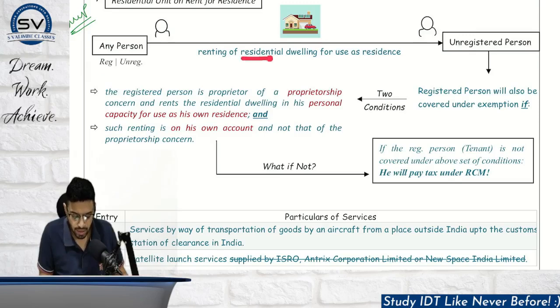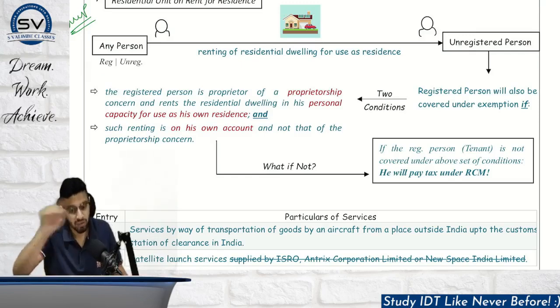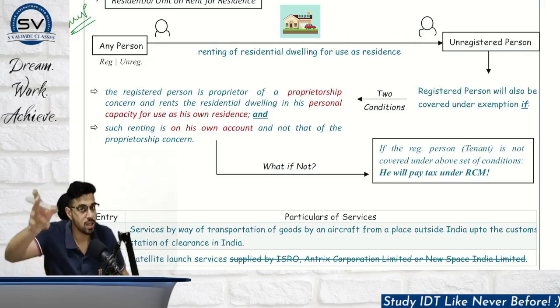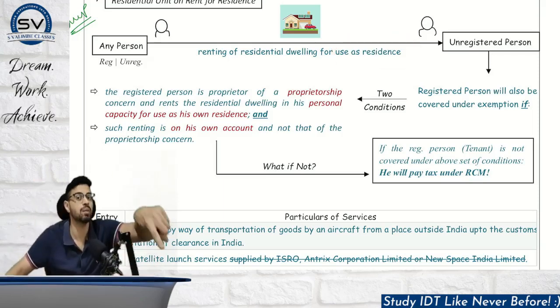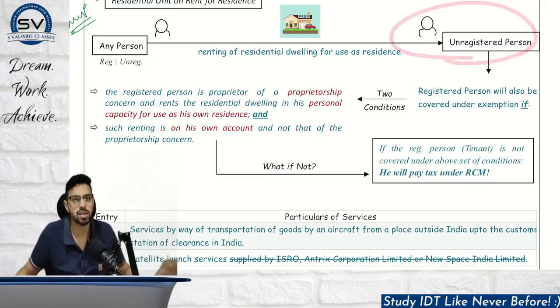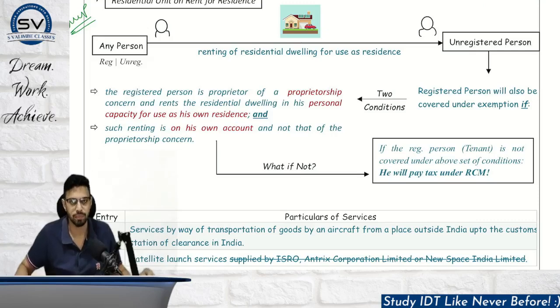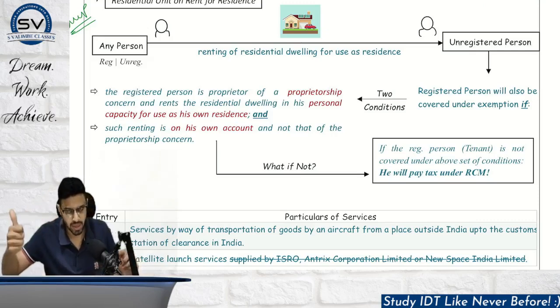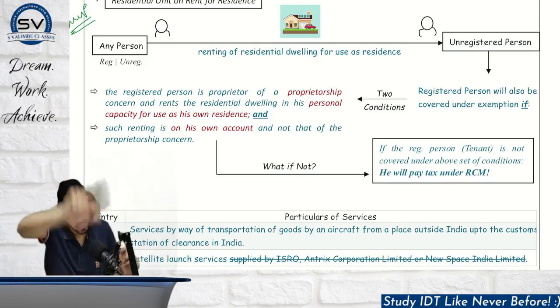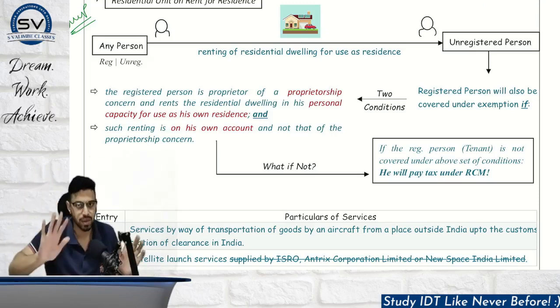He is renting a residential dwelling, which means it is not a commercial unit. Third important point, he is renting this residential dwelling for use as a residence. So if a residential unit is being rented for commercial purpose, it is taxable. And who is the recipient? An unregistered person. Point to be noted, I am repeating: supplier registered or unregistered, he is renting a residential dwelling for use as residence to an unregistered person.